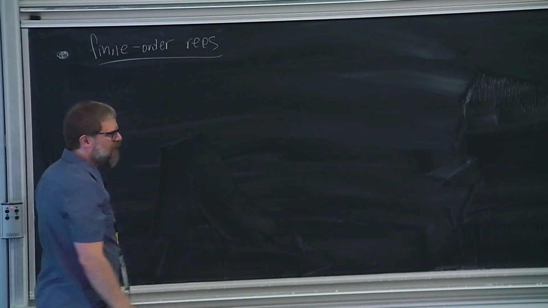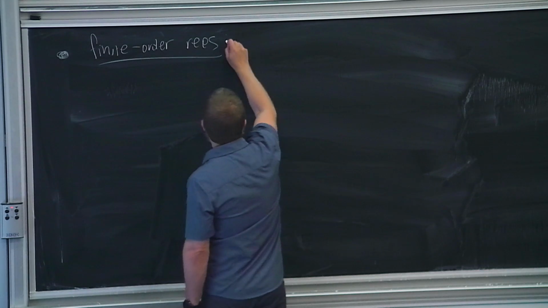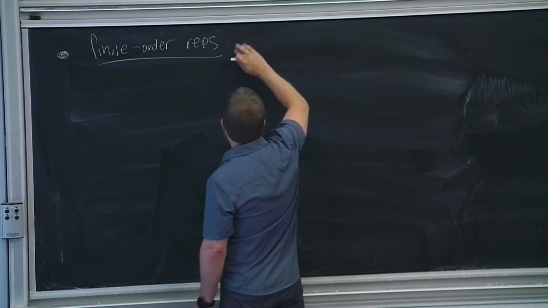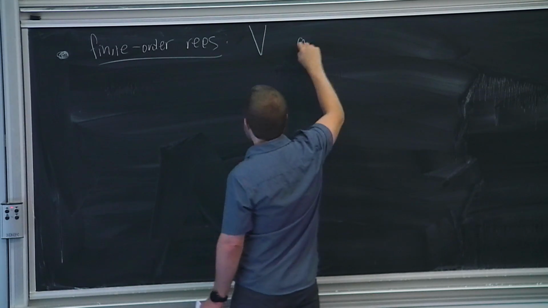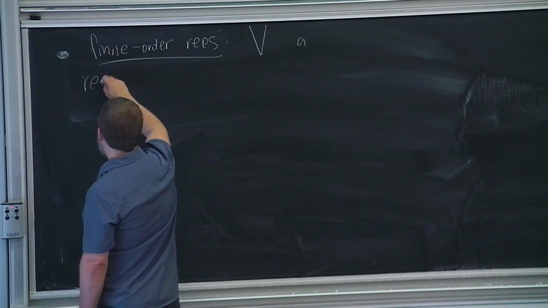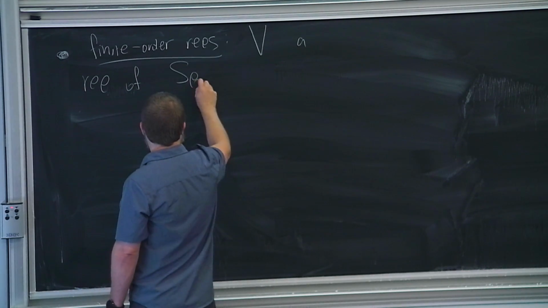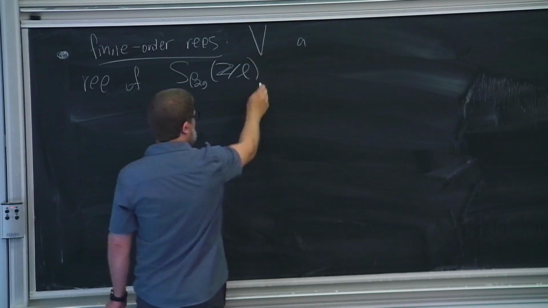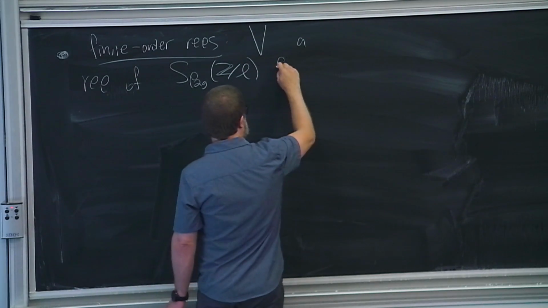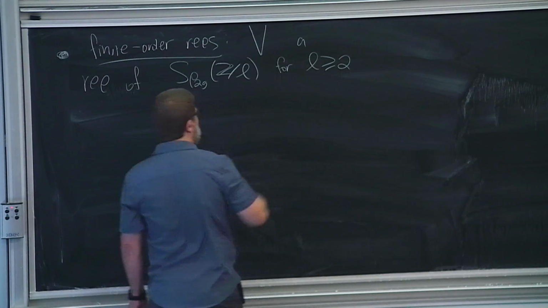And what are these? These are representations that factor through a finite group. So let's say V is a rep of a finite quotient of Sp_2g(Z), let's say Sp_2g(Z mod L). You can actually always assume it's of that form, with L at least 2. This is a finite group right there.